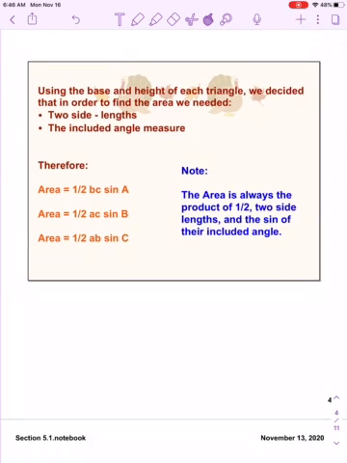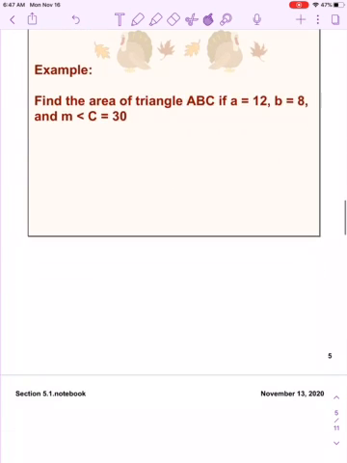So here are our three versions of the same formula. You need two side lengths and the included angle, and the area is always half of the two sides because it's 1/2 base times height, so half of the two sides and the sine of their included angle. Okay, so it's pretty straightforward. You need two little letters and a non-matching big letter, and it's just half times both of the side lengths times the sine of the angle, and it's sine because it's height, which is y, which is your up and down value.